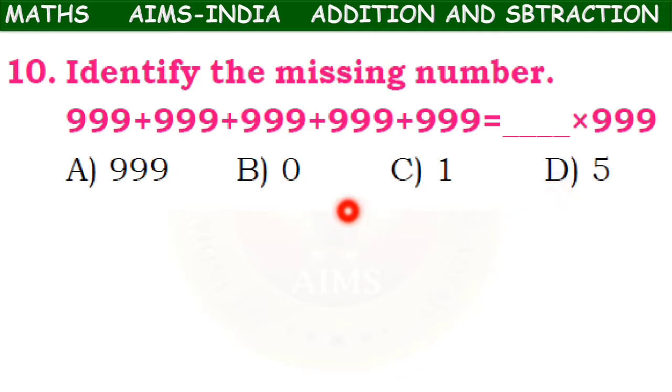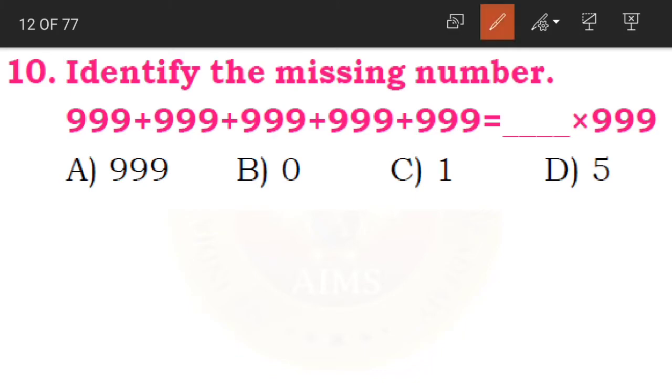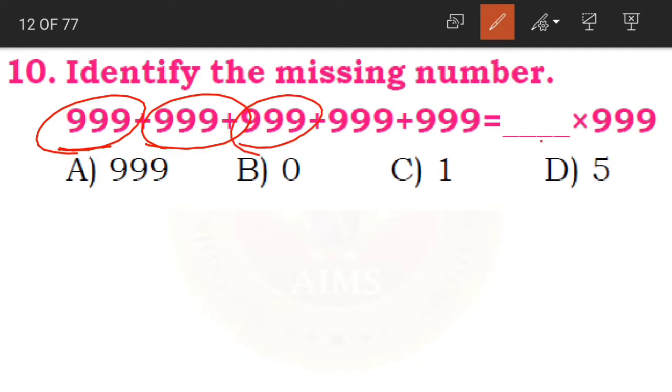Identify the missing number. 999 plus 999 plus 999 plus 999 plus 999 is equal to dash into 999. Now, if you remember, multiplication means what? Multiplication is repeated addition. Now, how many 999s are we having here? 1, 2, 3, 4, 5. How many 999s are we having, children? 5. So what will be our answer?